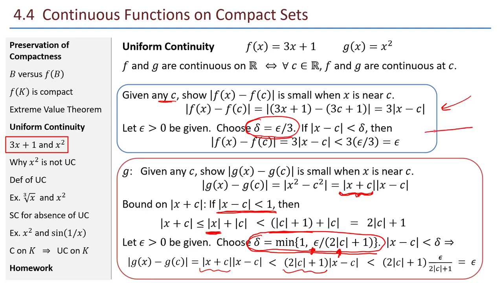Well, here's what's so nice about our first example, is that the delta we chose doesn't depend on c at all. This delta works for epsilon no matter what the point under consideration is. And that's the nice feature of uniform continuity. A function is uniformly continuous if, given an epsilon, there's some delta that makes the proof work regardless of the choice of c.